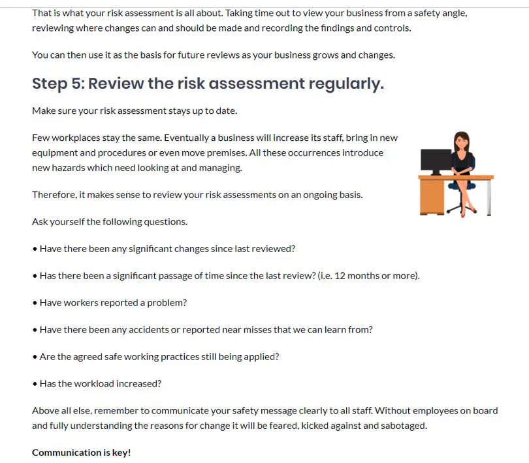And step 5. Review the risk assessment regularly. Make sure your risk assessment stays up to date. Few workplaces stay the same. Eventually a business will increase its staff, bring in new equipment and procedures, or even move premises. All these occurrences introduce new hazards which need looking at and managing. Therefore, it makes sense to review your risk assessments on an ongoing basis.